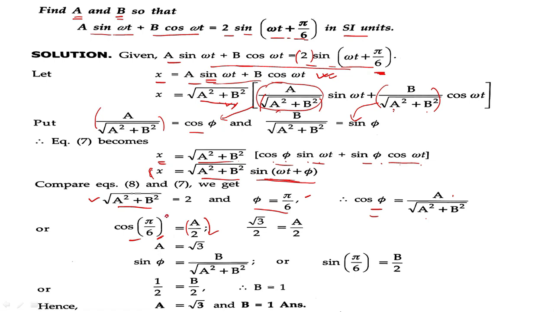Cos pi by 6 means cos 30 degrees, so cos 30 equals root 3 by 2. Root 3 by 2 equals a by 2, and solving this equation, the 2 cancels, so a equals plus root 3. So a equals root 3.